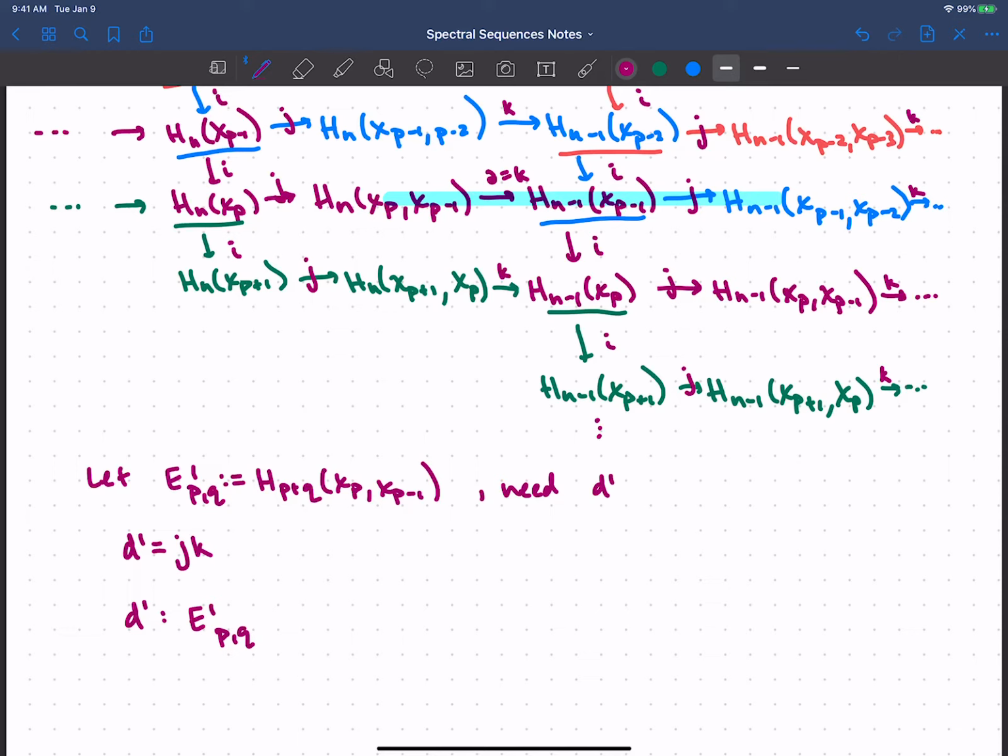j after k, and so it's going to go from, let me remind you off to the side, I'm taking n to be p plus q. Okay, and so this d1 goes from e1pq, which by definition is hp plus q of xp comma xp minus 1. I notice this composition lands me in hp plus q minus 1 of xp minus 1 xp minus 2.